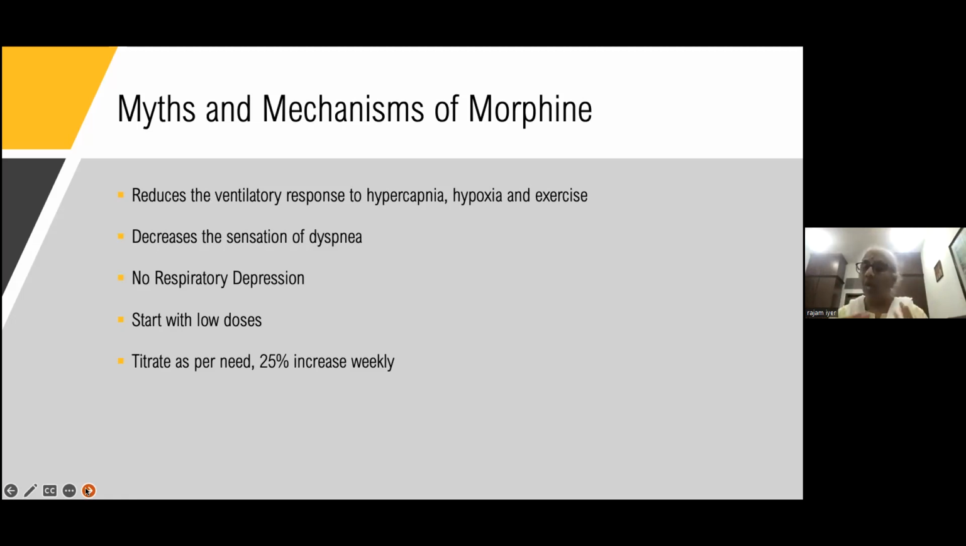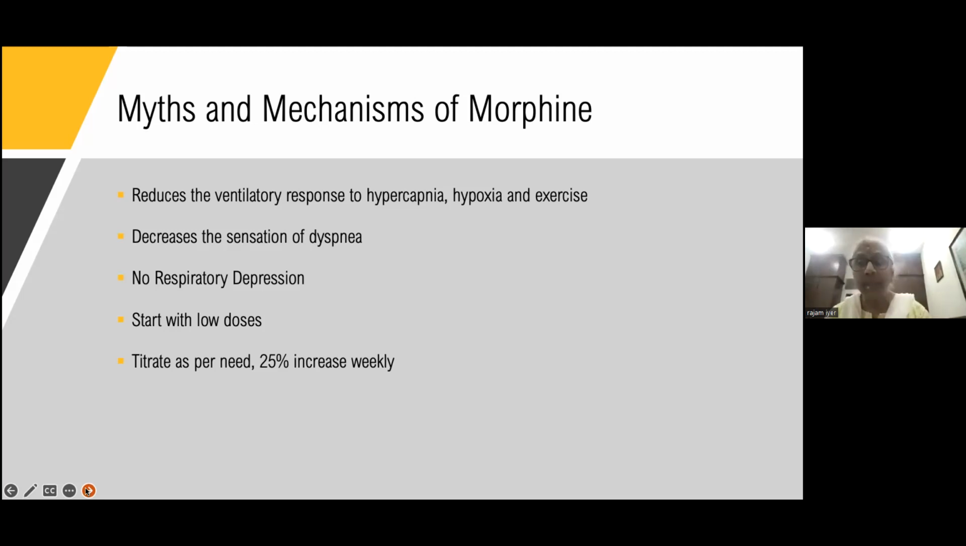Laxatives are so that the patient doesn't get constipated, and perinorm is to prevent nausea, which can be given for the first 2-3 days and then omitted. So we start with 2.5 milligrams twice a day and slowly increase to thrice and 4 times a day. And we rarely require more than 20 milligrams in 24 hours.